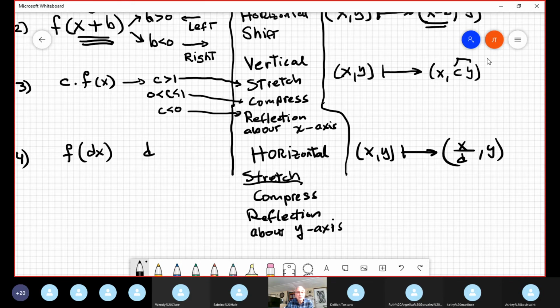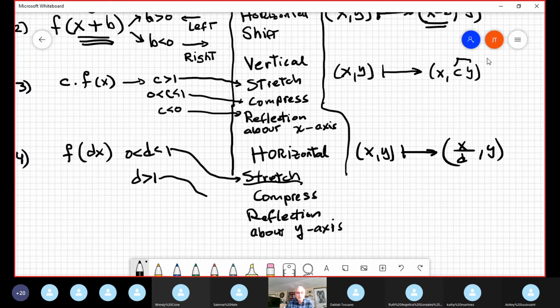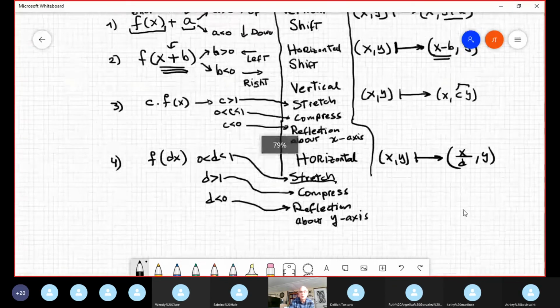It's when the D is in between 0 and 1. Completely different to here, a compress. This is a stretch. Sorry. This is a stretch. When the D is greater than 1, it's compressed. And when the D is negative, it's reflection. Okay? This is the big picture about transformation.